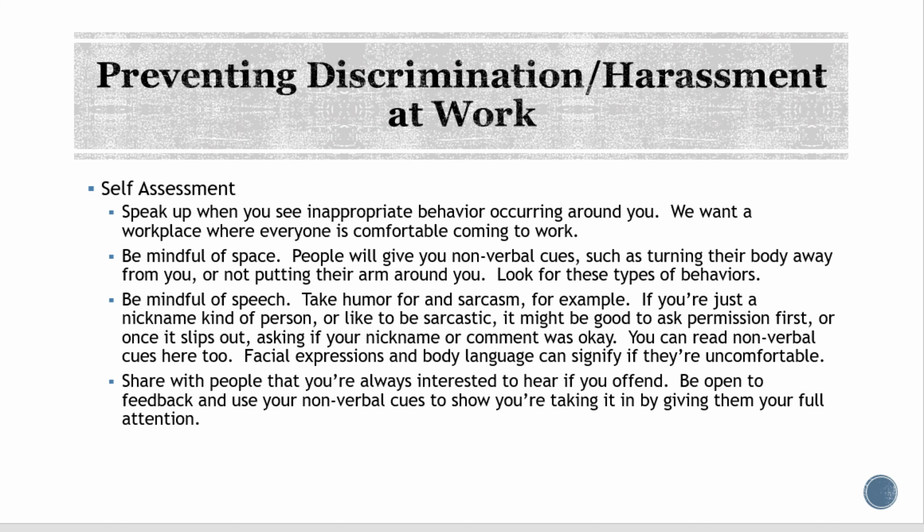Preventing discrimination or harassment at work. Let us consider this self-assessment. Speak up when you see inappropriate behavior occurring around you. We want a workplace where everyone is comfortable coming to work.